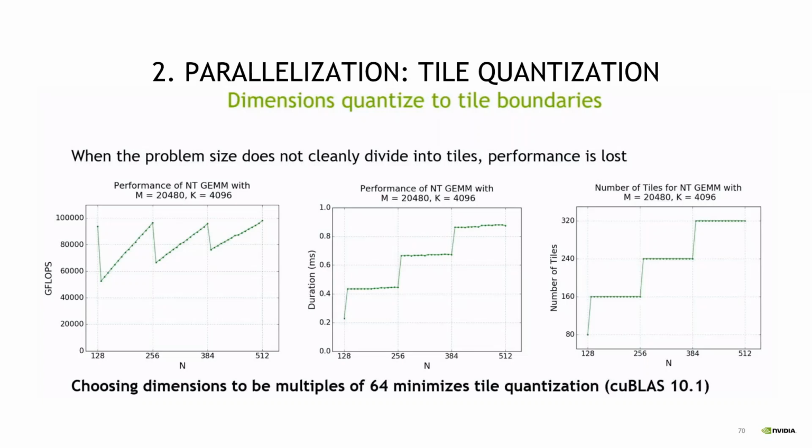So the advice is to choose your main dimensions to be multiples of 64. It will be better to choose multiples of 128 or 256, but 64 is enough.